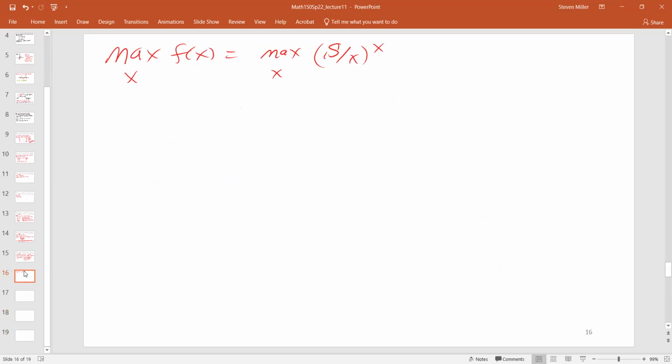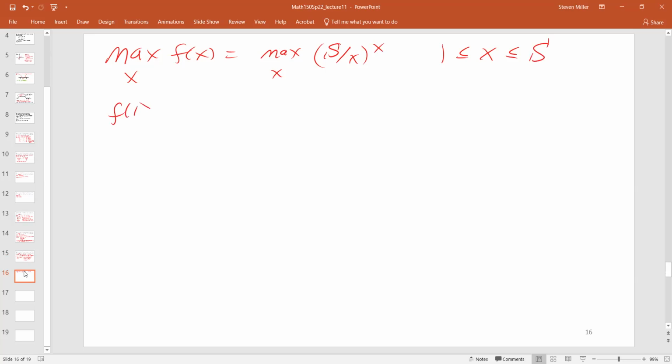And what's the range of x? How small could x be? 1. And what's the largest number of pieces we could have? We could have infinity, but we can do tremendously better than infinity, because any finite number is tremendously better than infinity. S. Because once we have s pieces, each piece is 1. If you start taking more pieces, each one is going to be less than 1. The more pieces you have, the smaller the product is. So we know x only has to go up to s.